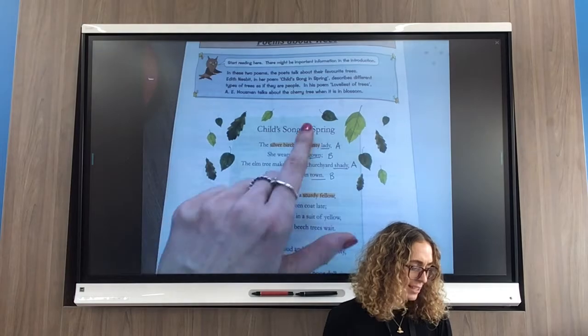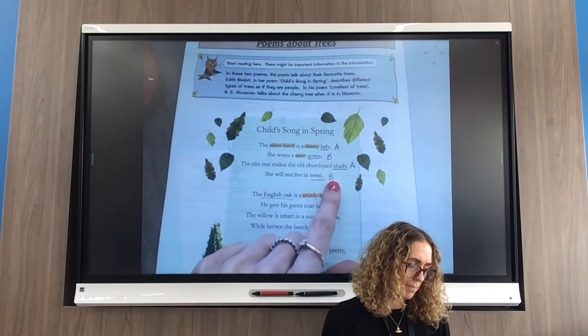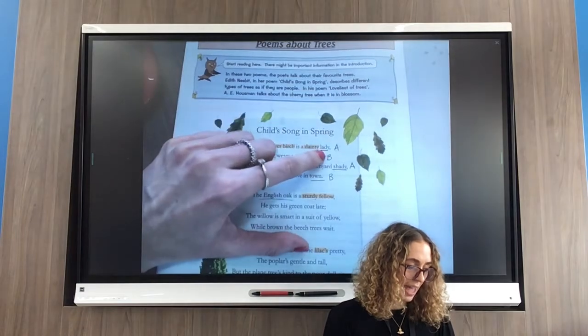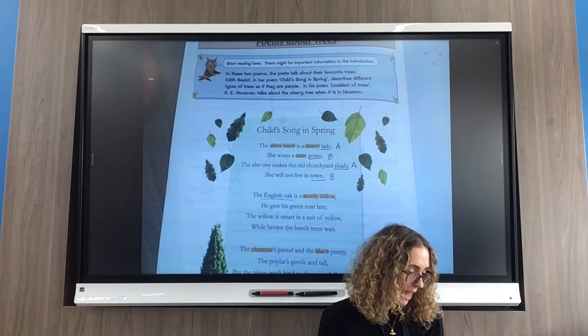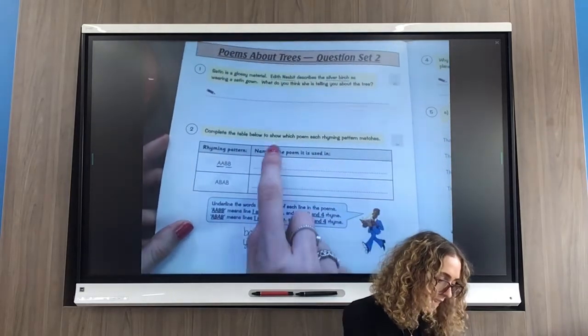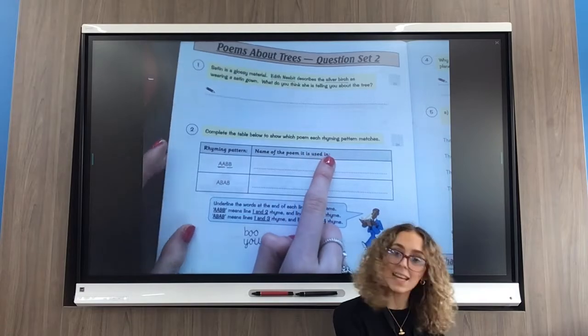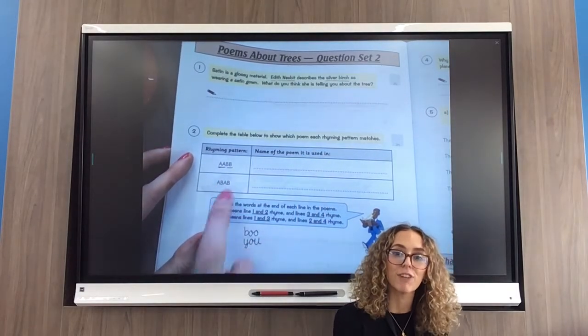Now, what rhyming pattern does The Child's Song in Spring make? A, B, A, B. Okay, so let's look back at our table. Name of the poem it is used in. Which poem uses A, B rhyming?